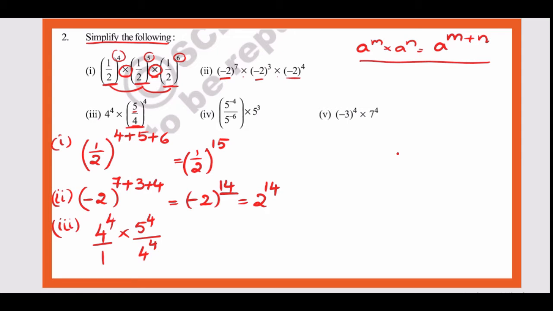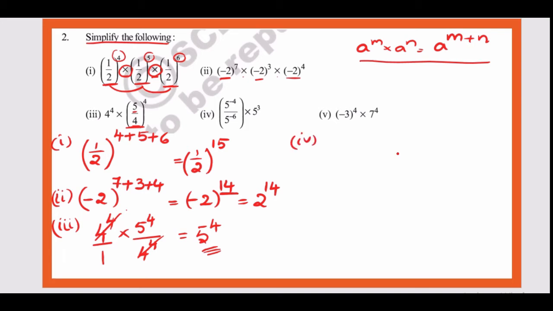If you observe, since this is in multiplication form, in the denominator 4 power 4 is there and in the numerator also 4 power 4 is there, so I can simply cancel them. Then what is my answer? My answer is 5 power 4, right? This is nothing but the simplest form of this particular question.